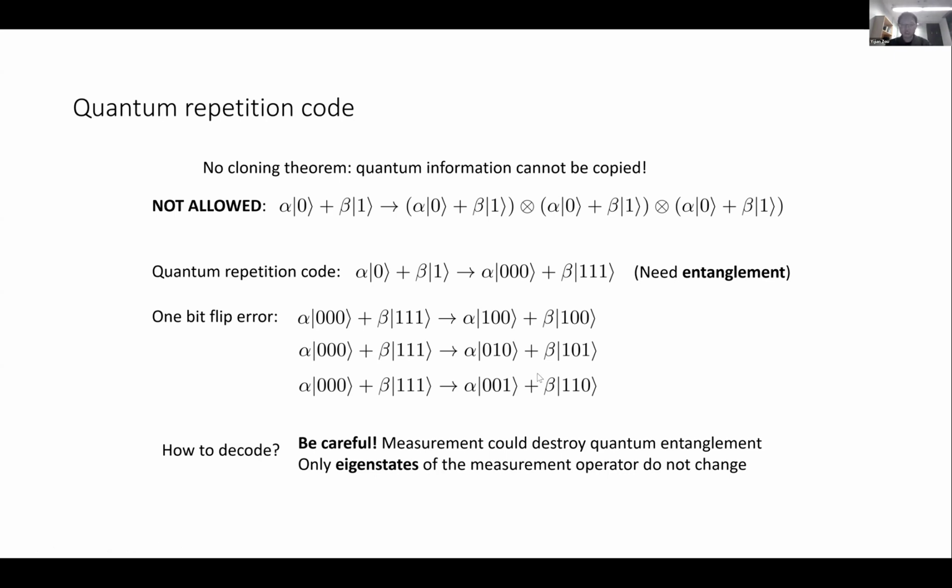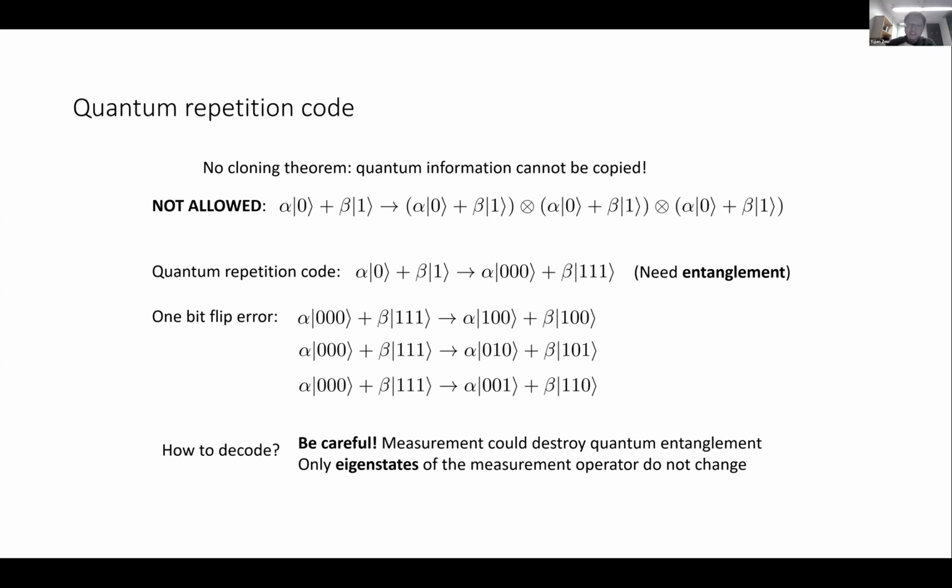Okay, so instead, for the quantum repetition code, what we can do is embed 0 into 0, 0, 0 and 1 into 1, 1, 1. We don't clone a general state, but we just clone the particular 0 state or 1 state. That is possible by a unitary operation. So you can see that alpha 0 plus beta 1 is encoded into alpha 0, 0, 0 plus beta 1, 1, 1.